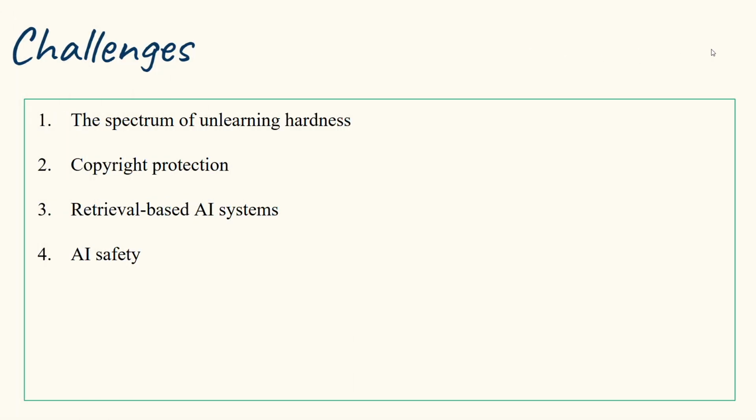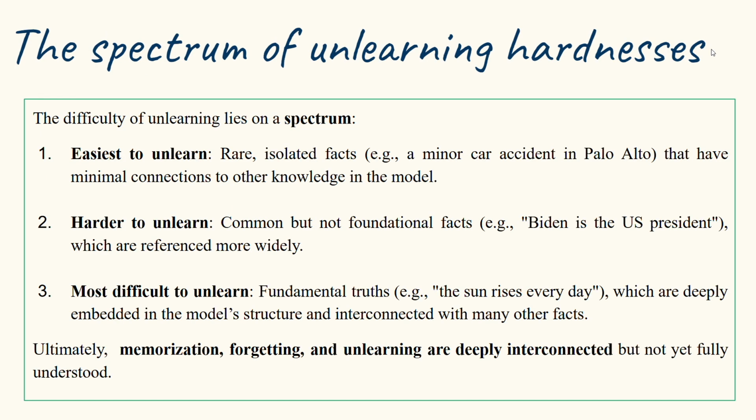So let's talk about the challenges in machine unlearning. The first one is the spectrum of unlearning hardness. The second one is copyright protection. The third one is retrieval-based AI systems. The fourth one is AI safety. So let's talk about the spectrum of unlearning hardness.